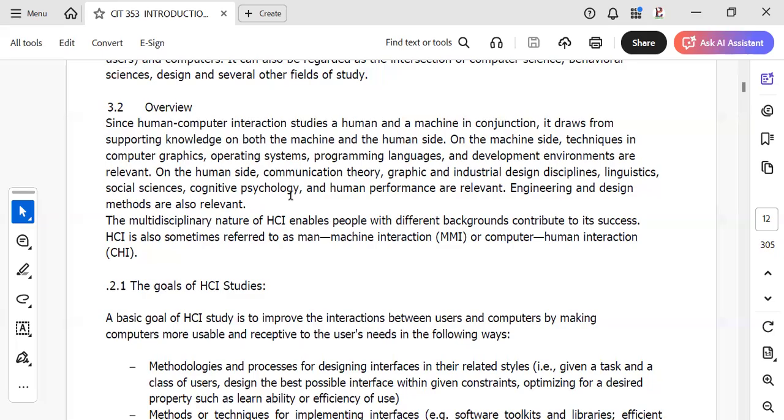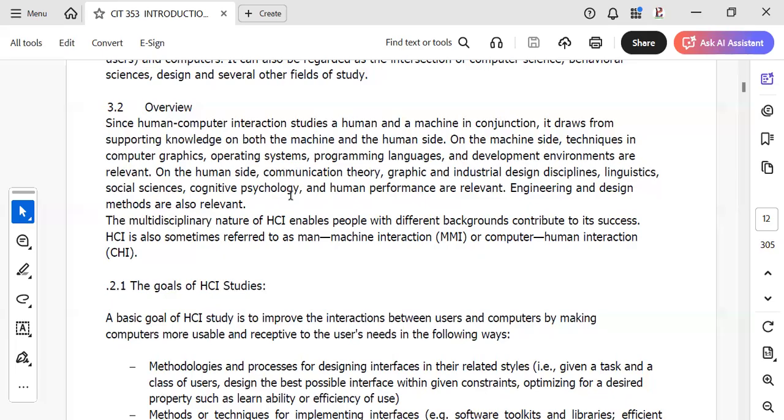We want to study relationship, and you know how tough, how deep relationship can be. So we just have to study a whole lot, and that's why the material is very long, because it's going to talk about several things in human-computer relationships. So it draws from supporting knowledge on both the machine and the human side.